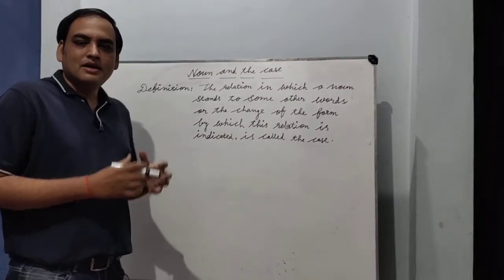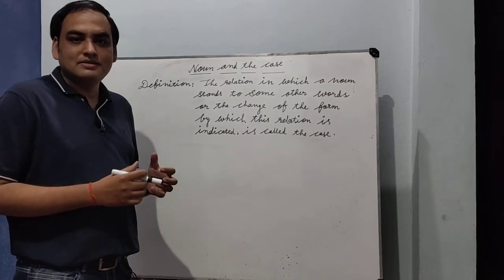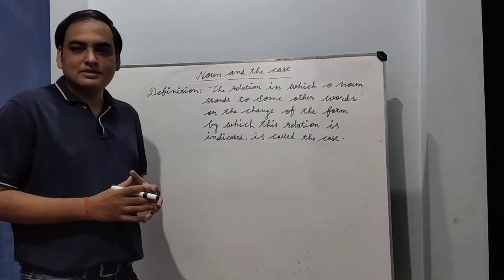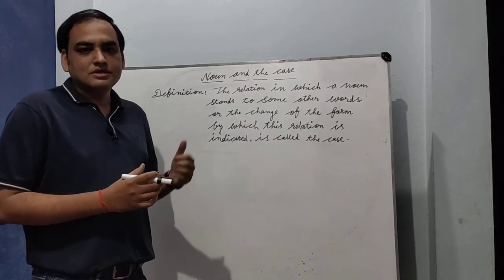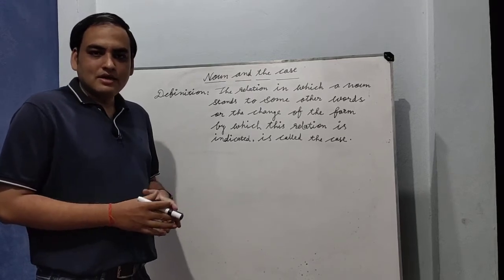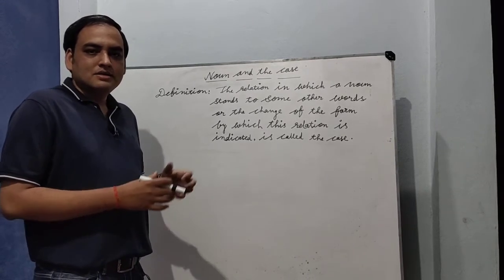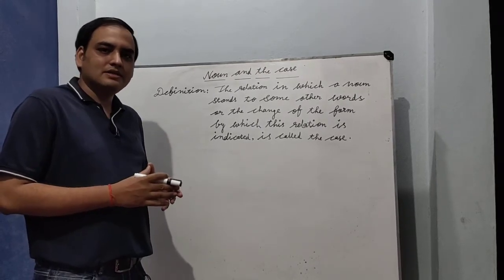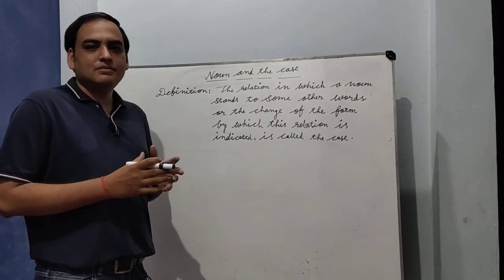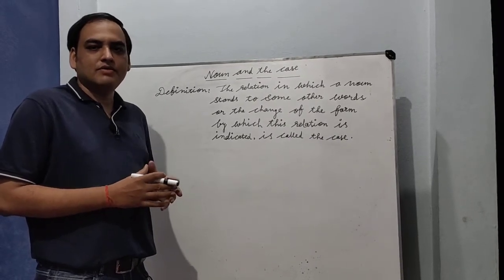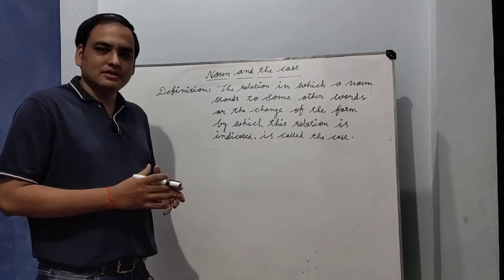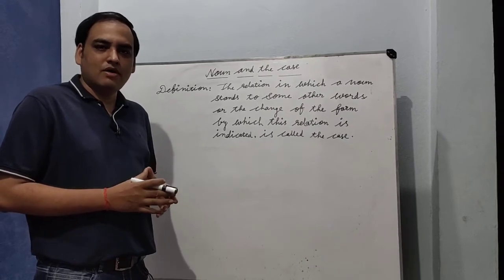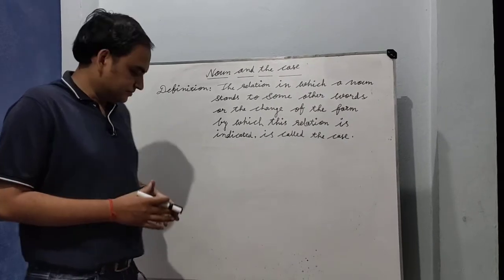It means that a noun is used in a sentence at various positions, and what this noun shows relation with other word or noun is called its case. So basically there are four cases of noun. Number one is nominative case, number two is objective case, number three is possessive case, and number four is vocative case. We will study them here one by one. So first we will start from nominative case.